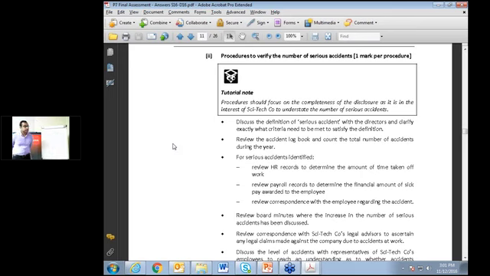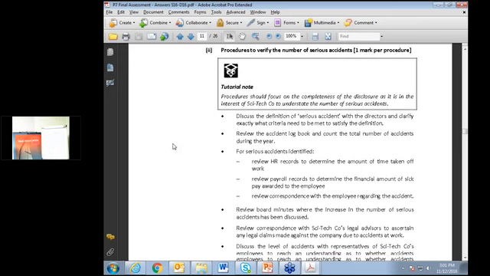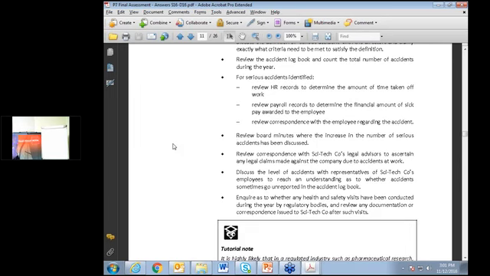Correspondence with SciTech legal counsels could be reviewed to ascertain legal claims made against the company due to accidents at work, discuss the level of accidents with representatives of SciTech employees, and inquire as to whether any health and safety visits have been conducted during the year by regulatory bodies, and review any documentation or correspondence issued to SciTech after such visits. Again, an important point here is that you only have to come up with 4 out of all these that are mentioned.